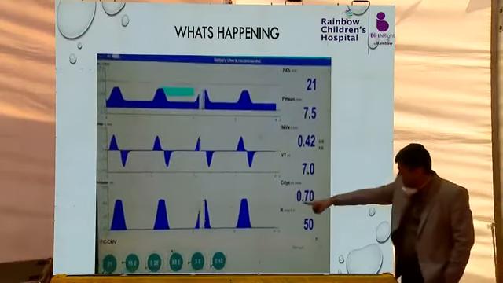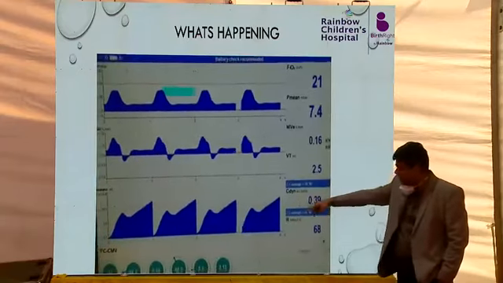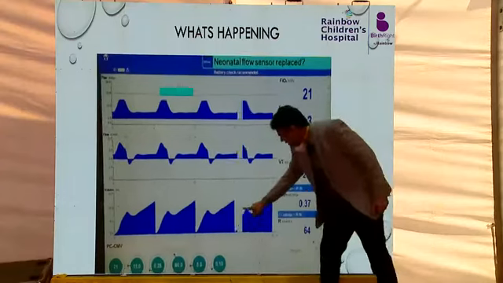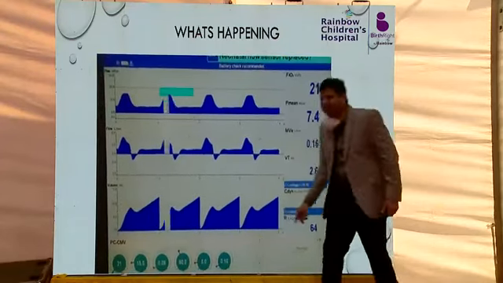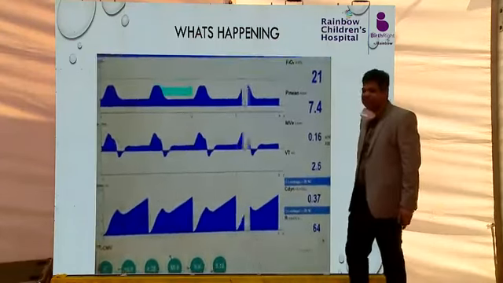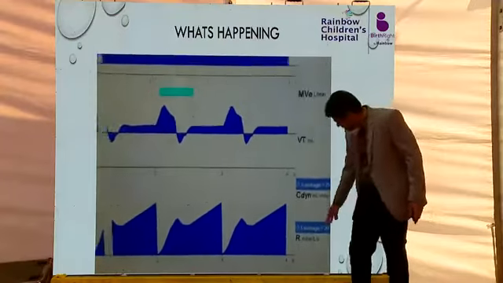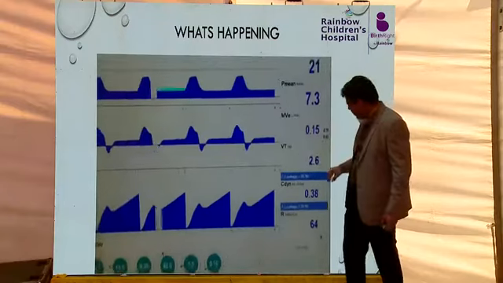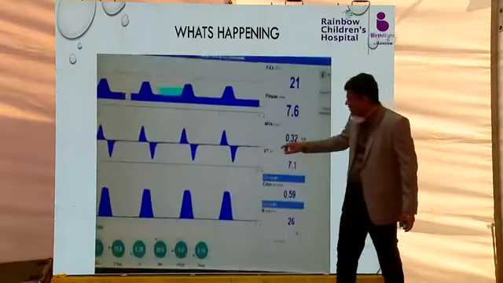What's happening? Third waveform is the volume one, right? In volume, this is the inspiration, and expiration it's not returning back. What is happening? Leak. You can see that the leak, I think, it's not coming. But it's a very significant leak.